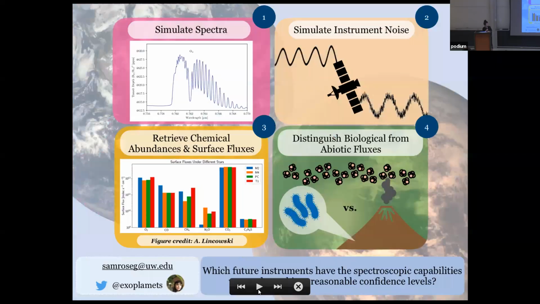Next slide, please. So in order to prepare the community for facing these sorts of retrieval challenges, we really want to compare different observing techniques in order to simulate how we may interpret signs of life using these instruments in the future.